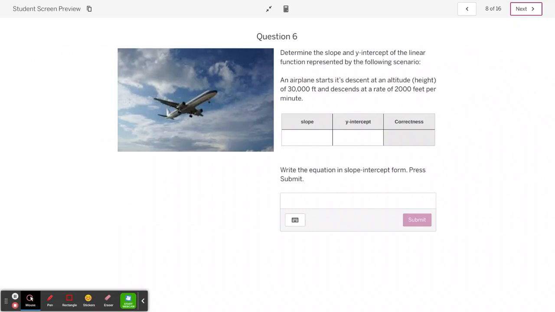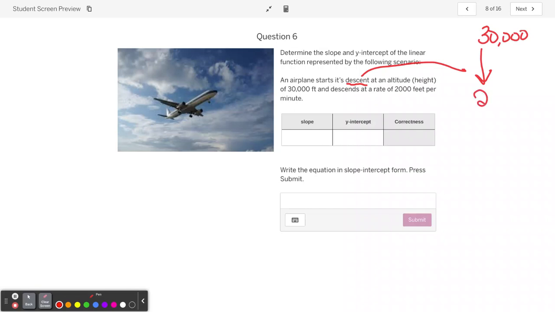Here, y-intercept, again, pay attention. This one I want to talk about because it can be very tricky. An airplane starts its descent. Descent means going down. So it's going to start going down. It starts at 30,000 feet. And then it goes down at 2,000 feet per second. So since it's going down, what does that make our 2,000? Yep, it's going to make our 2,000 negative.